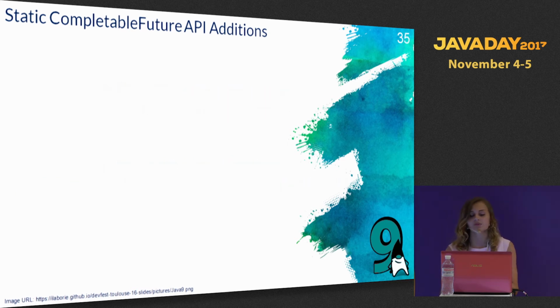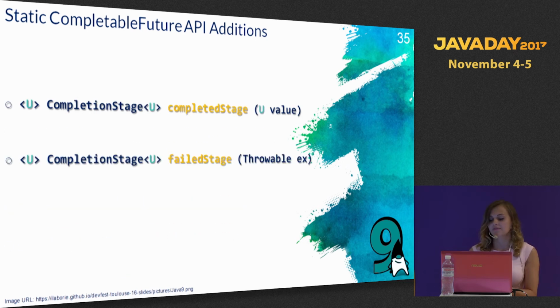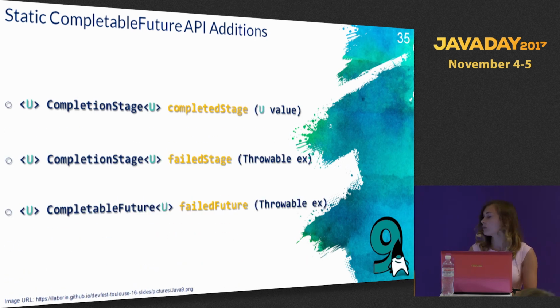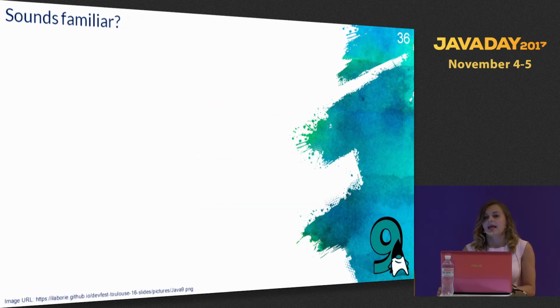And there are also a few utility methods: completedStage, failedStage, and failedFuture. Well, we'll just review them superficially. These methods return already completed or failed stages or futures. So that can be very useful for testing, for example. And that's it, folks, about CompletableFuture.